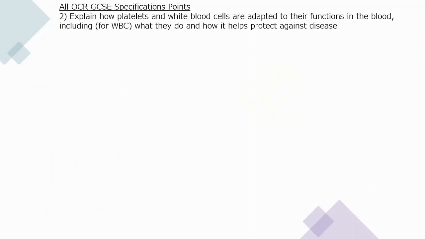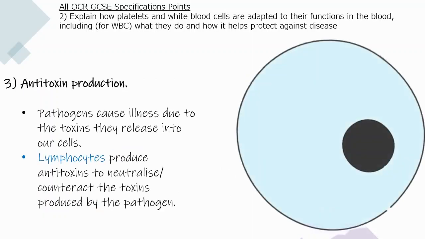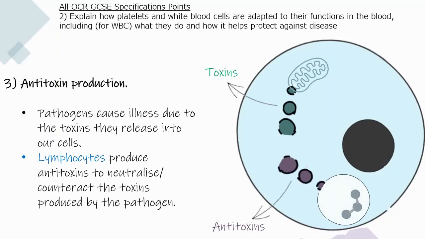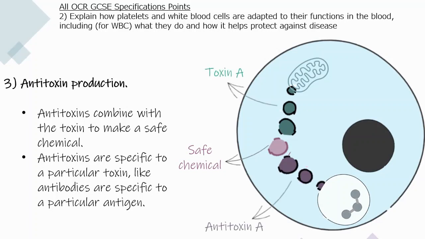So lymphocytes are also important in producing antitoxins. So pathogens cause illness due to toxins they release into our cells, and lymphocytes are important in producing antitoxins, which neutralize or counteract the toxins produced by the pathogen. So the antitoxins combine with the toxins in order to make a safe chemical. And just a key note as well, that antitoxins are specific to a particular toxin, just like antibodies are specific to a particular antigen. So now we're going to move on to some questions based on that information.